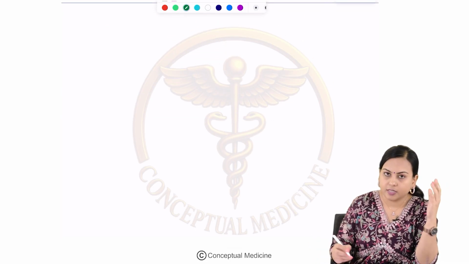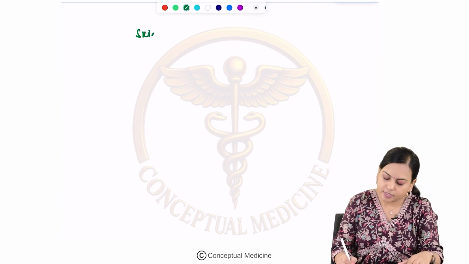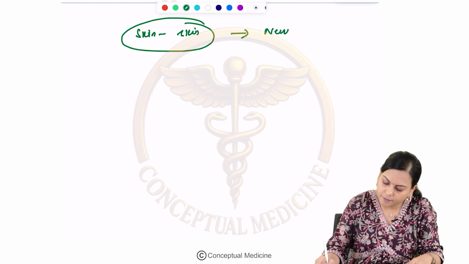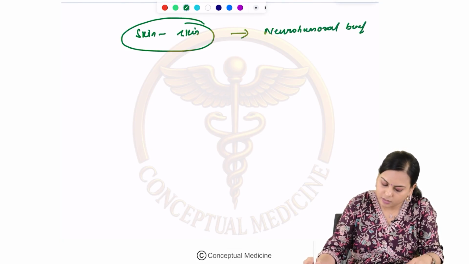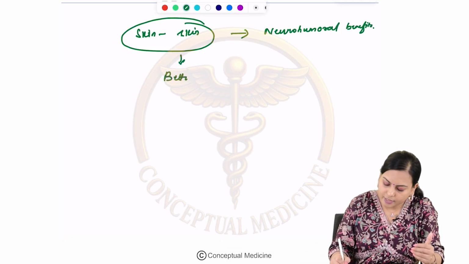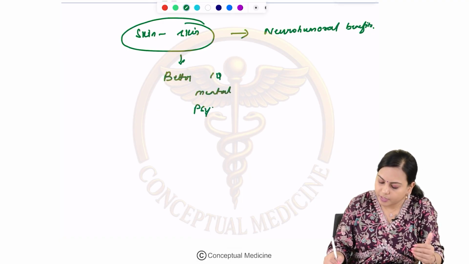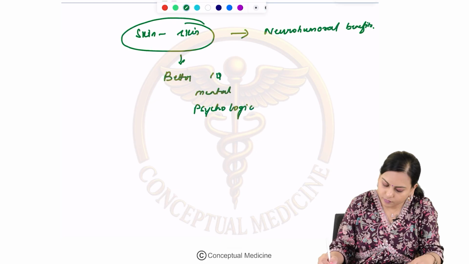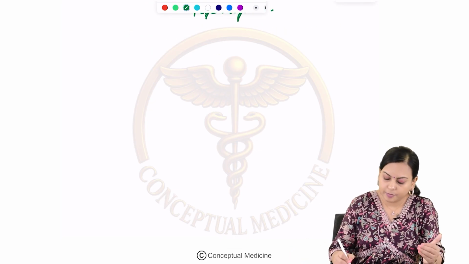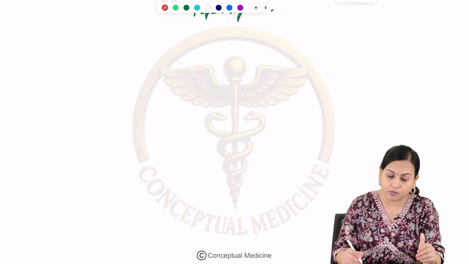And more than that, while breastfeeding there is skin to skin contact which will be giving neurohumoral benefits to the baby. It will help in acquiring a better IQ, mental as well as psychological development in the infant. Okay. Not only for the infant, but there are some advantages to the mother also.